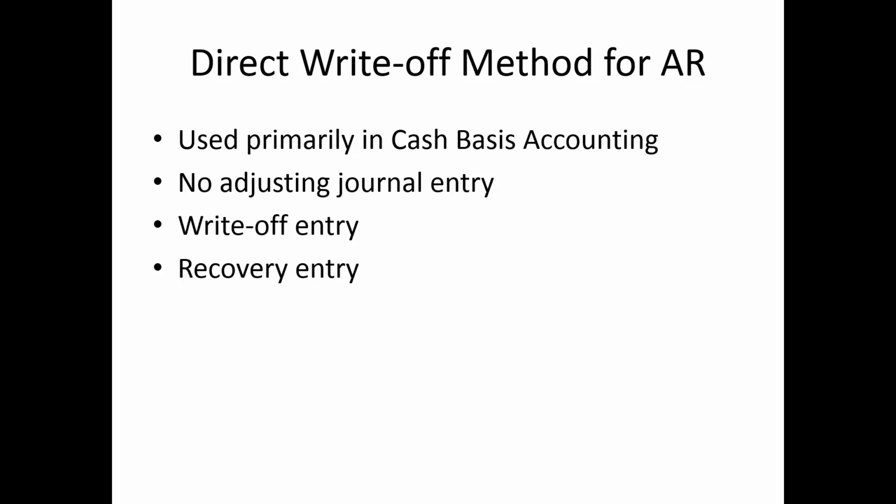When dealing with accounts receivable, you first must determine what kind of accounting the business uses. If they're cash basis, meaning they recognize the revenue when they receive cash and they recognize expenses when they pay cash, you use the direct write off or the specific write off method for accounts receivable. Under this method, there are no adjusting entries because you really don't match revenues with expenses. Instead, you recognize the revenue when you get the cash and you recognize the expenses when you pay the cash.